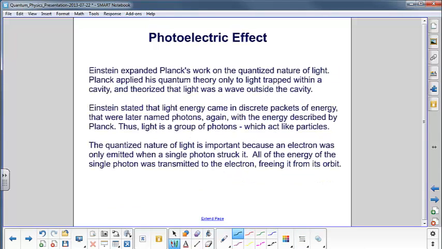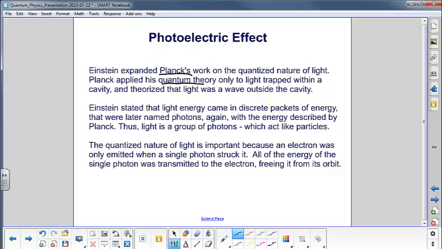In order to explain this, Einstein took Max Planck's work on the quantized nature of light. The deal was Planck only applied his quantum theory of light to light trapped within a cavity. That was the whole concept of the black body, where an object called a black body would absorb all the light on it and would not emit anything. The only way it would emit light is if it were heated up. So Planck said inside the cavity, quantum, no problem. Outside the cavity, Planck was still hoping that light was a wave.